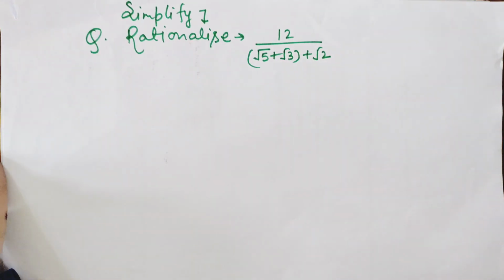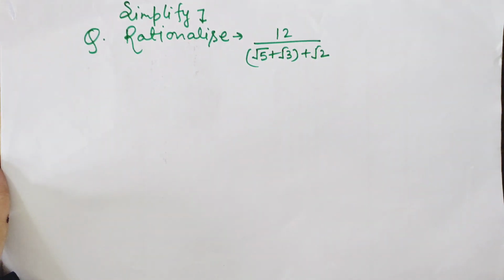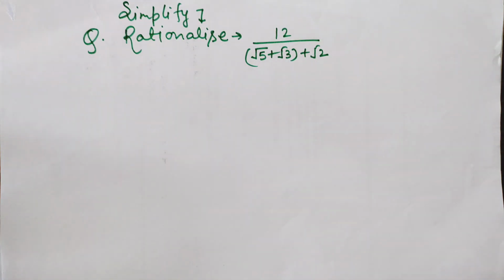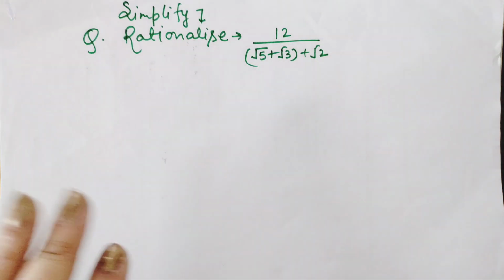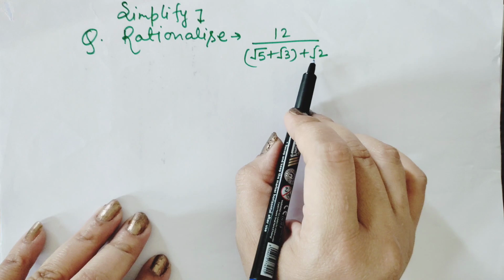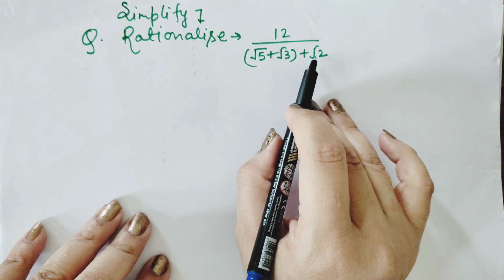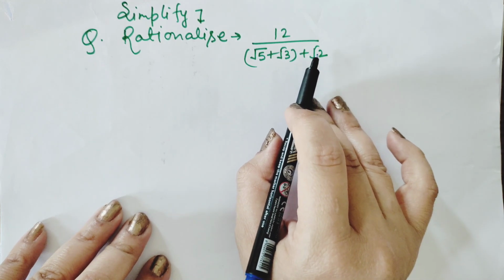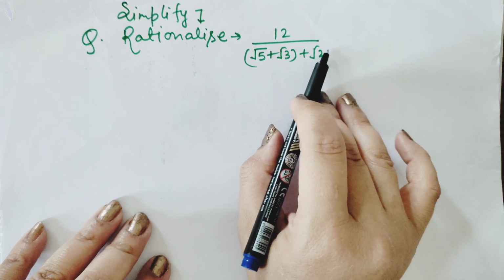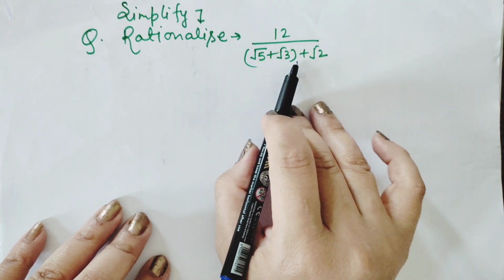Hello everyone, today we are going to simplify, in which the question is: rationalize 12 upon root 5 plus root 3 plus root 2. So how to rationalize if the denominator has irrational numbers? We will use the rationalization method, in which we will rationalize the denominator.